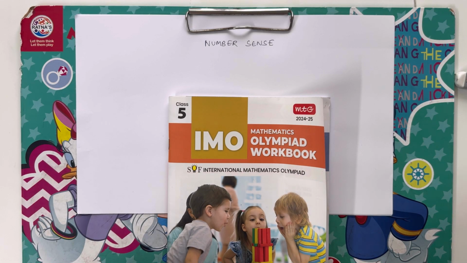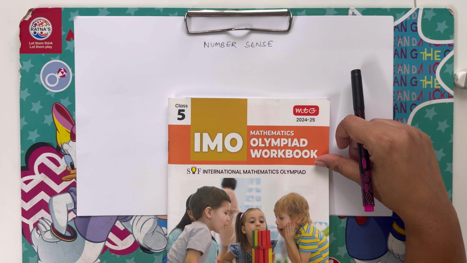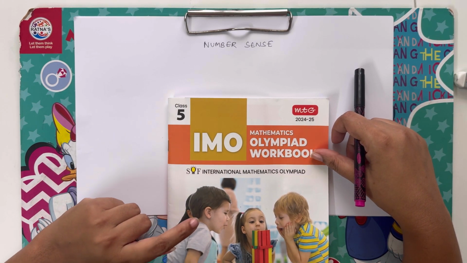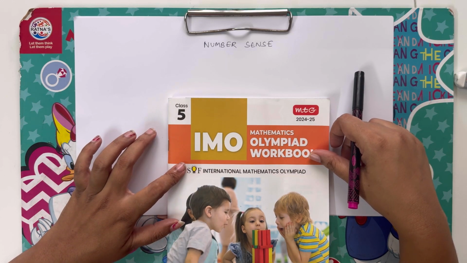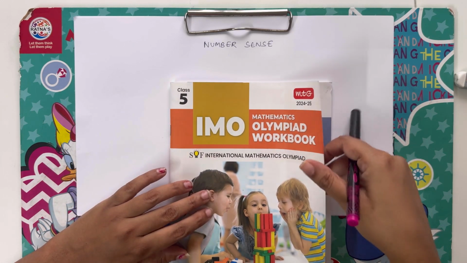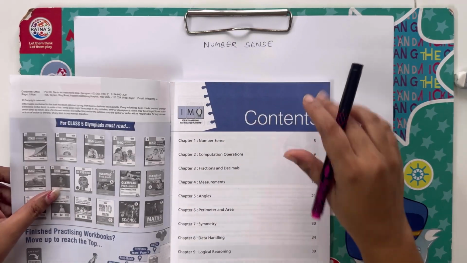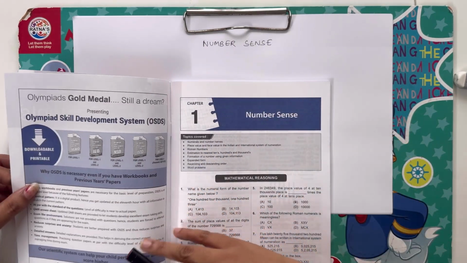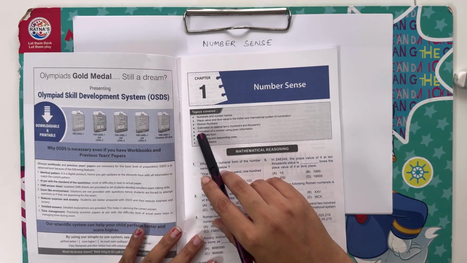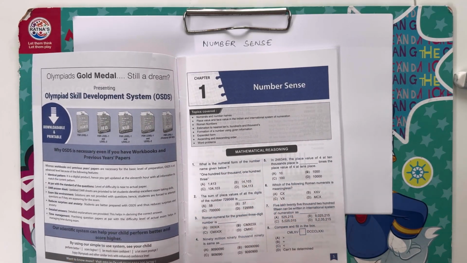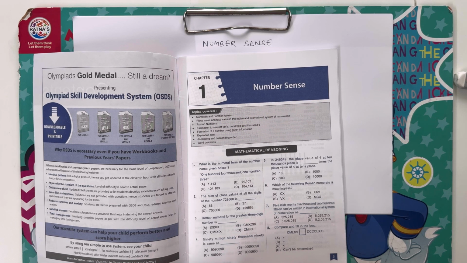Hello everyone. Now I wanted to start with class 5 Olympiad, and this is the book which I'm using right now. So let's start with chapter 1, number sense. In this chapter, the topics covered are numerals and number names, place value and face value, Indian system and international system, Roman numerals, estimation to nearest tens, hundreds and thousands, formation of a number by using the given information, expanded form, ascending and descending order, and the word problems.